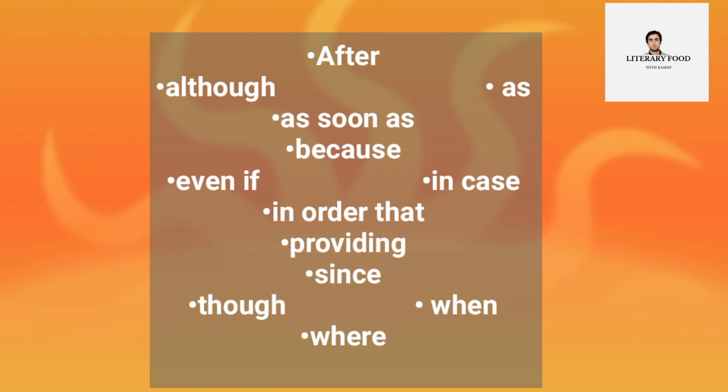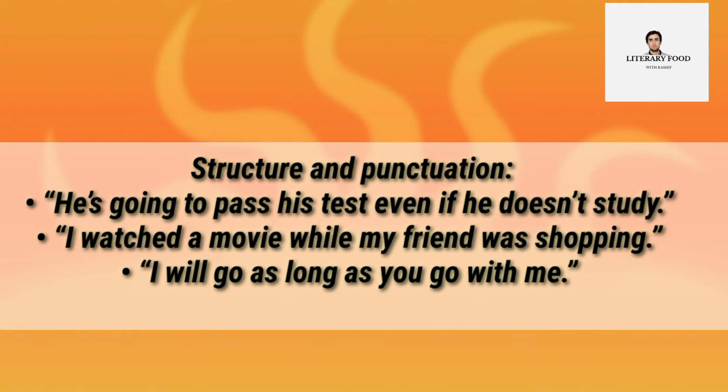Some of the most common subordinating conjunctions are after, although, as soon as, because, even if, in case, in order that, providing, since, though, when, and where. Now, structure and punctuation. The order of the independent and dependent clause in a complex sentence is flexible. We can structure complex sentences with the independent clause first, as in the examples.